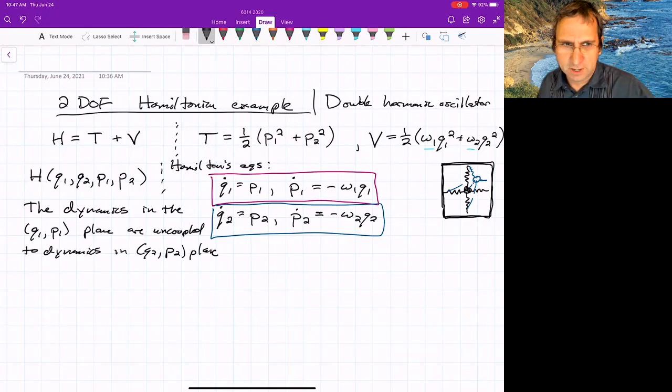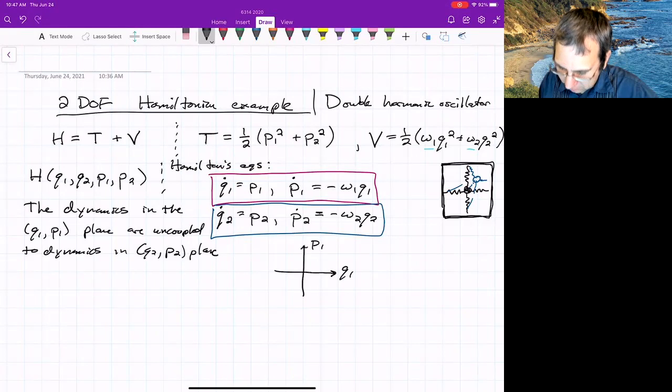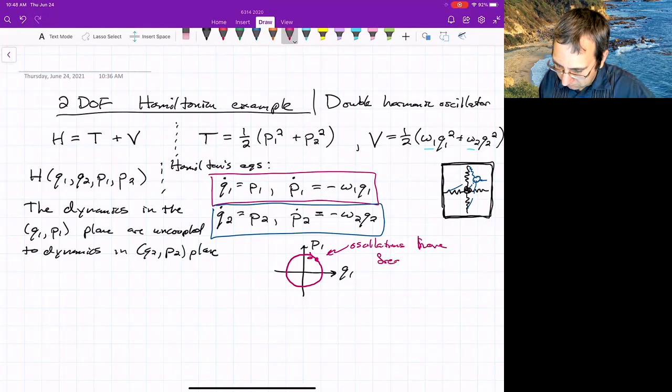And these are simple enough. It looks a lot like the spring mass system from last time. So we sort of know what the dynamics will look like in Q1, P1, right? If you start with some initial condition, this is just going to oscillate around. And we'll actually have the oscillations have frequency omega 1.